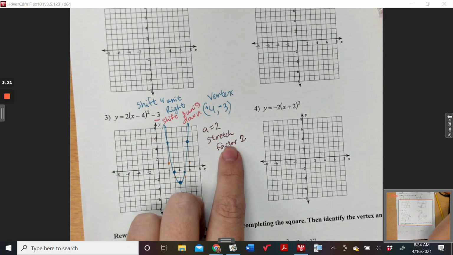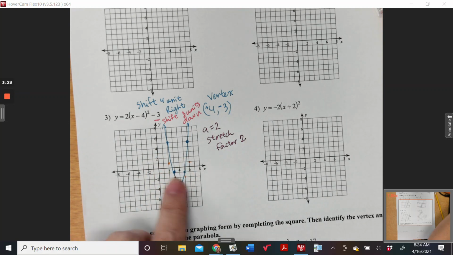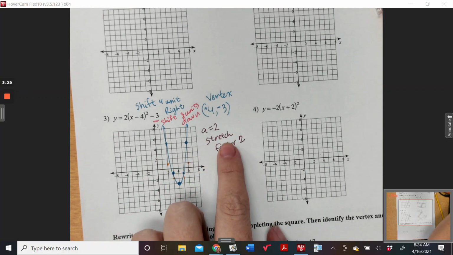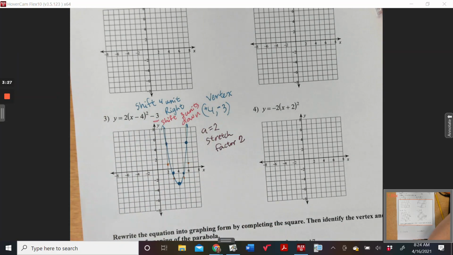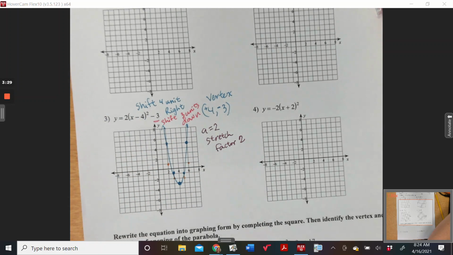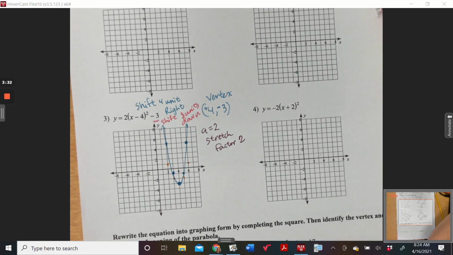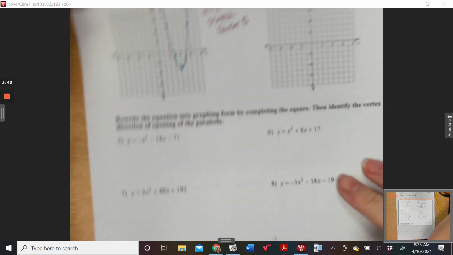Stretch factor is the hardest. Take your basic dots, double them. If it's being stretched by 2, you double them; if it's being stretched by 3, you triple them. If it's being compressed by a factor of, say, one half, then it would be divided by 2 or multiplied by 1/2, whichever floats your boat. Okay, so that's question number 3.